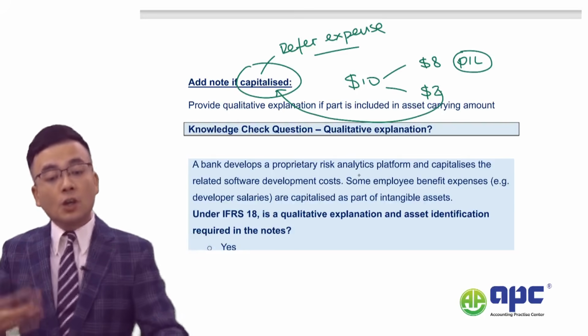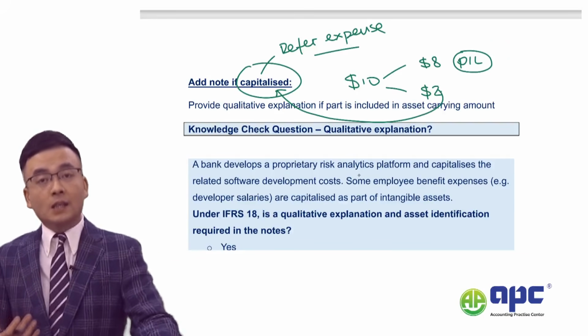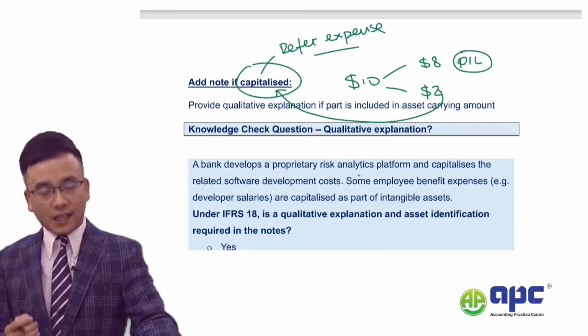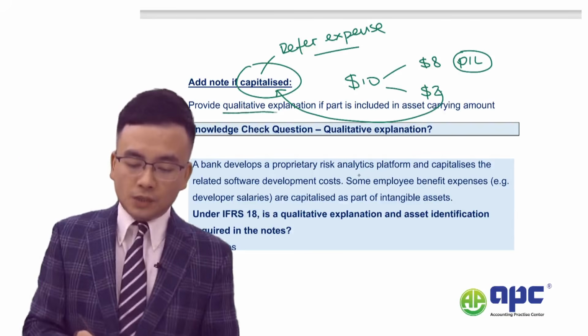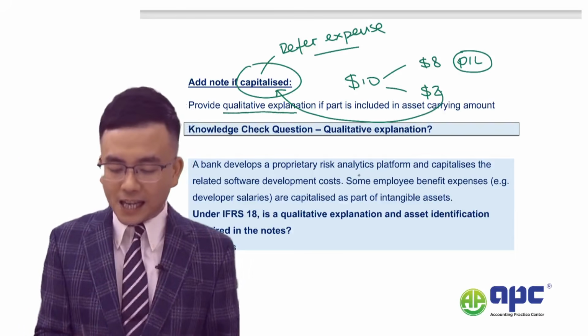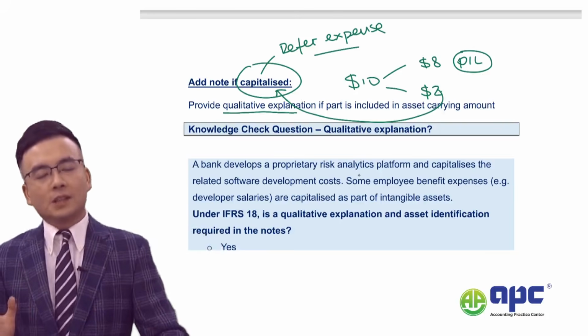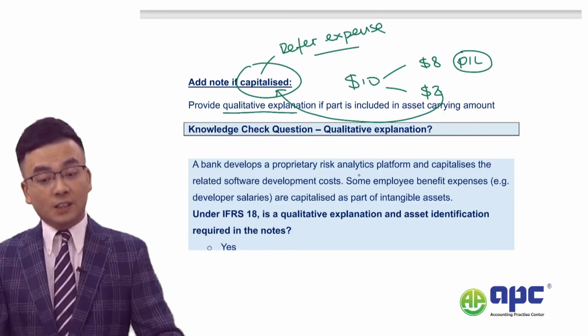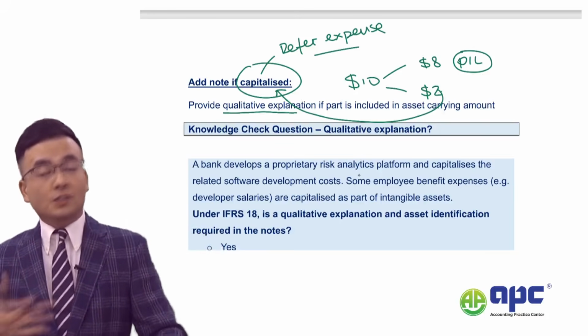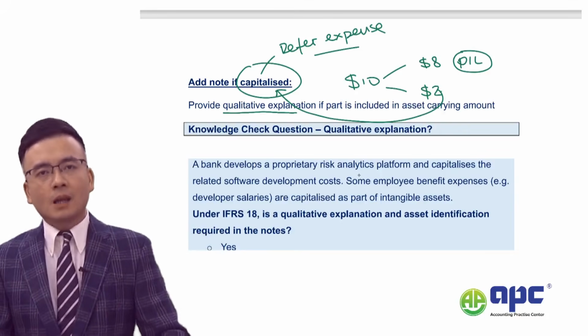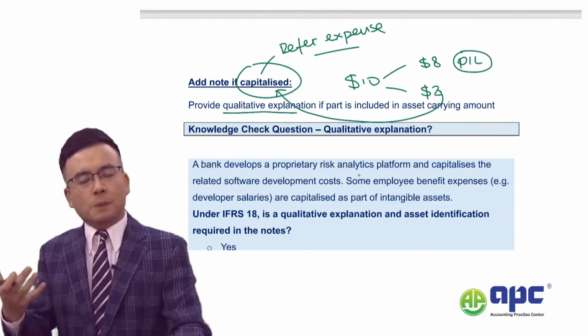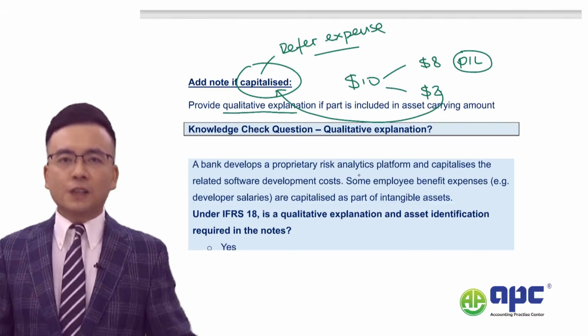Now, if you were to capitalise that expense, IFRS 18 says that you will need to provide a qualitative explanation, which means that you simply say to your investors that you capitalised part of the expense. However, the part of the expense by how much? Is it $2 or $3?